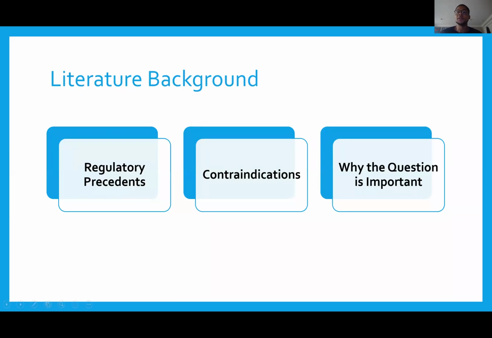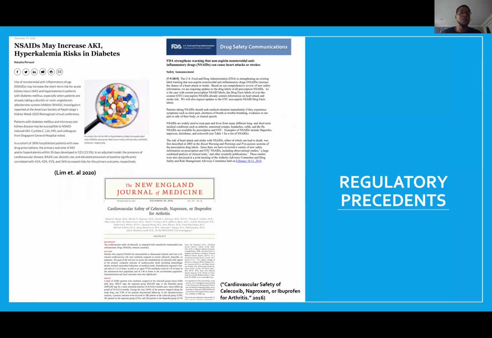Before I delve into my specific thesis question, I would like to first discuss a few portions of my literature and research that guided me to my question and made me pick this topic in the first place. I'll be looking at some regulatory precedents that revolve around my specific subpopulation of interest, some of the contraindications for my drug class of interest, and some reasons why I believe this question is important based off of these first 2 points. First off, I want to talk about some regulatory precedents for my thesis.